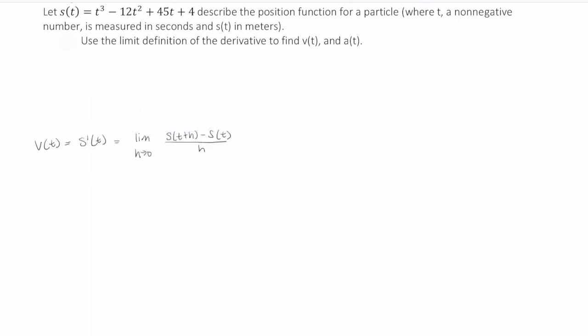Now the trickiest part of this problem is the algebra. So what is s of t plus h? Well, that is (t plus h) cubed minus 12 times (t plus h) squared plus 45 times (t plus h) plus 4. This works out to be a rather long polynomial. Please pause your video and take a moment to work this out.